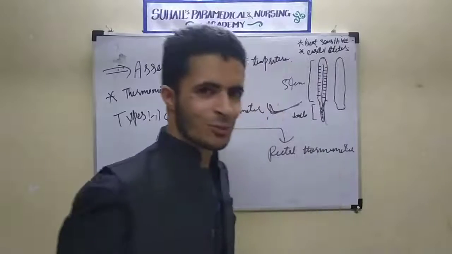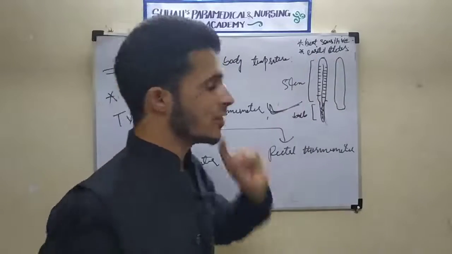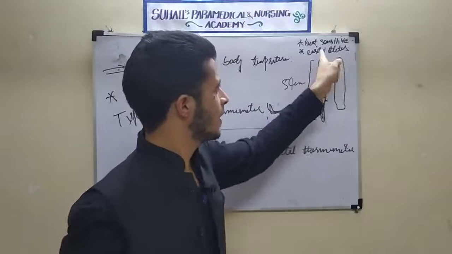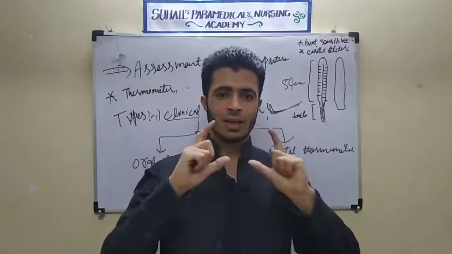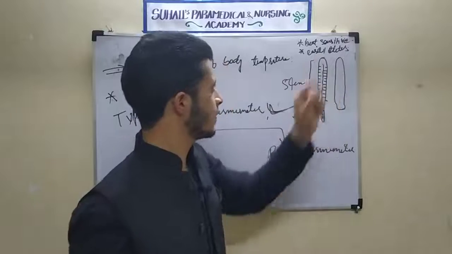There are other reasons also. I will tell every reason, but these are the main reasons if a question is asked. Heat sensitive: if there is a slight change in the heat, mercury will rise or go down. Easily detectable: why is it easily detectable? Because it is silver colored and shiny. That's why it is easily detectable.